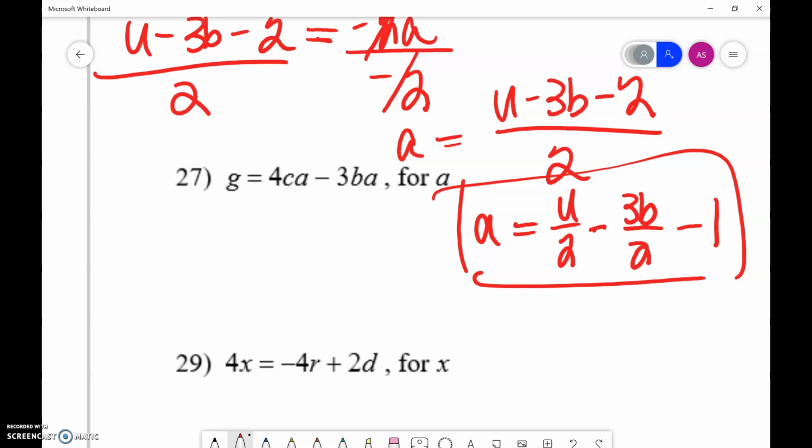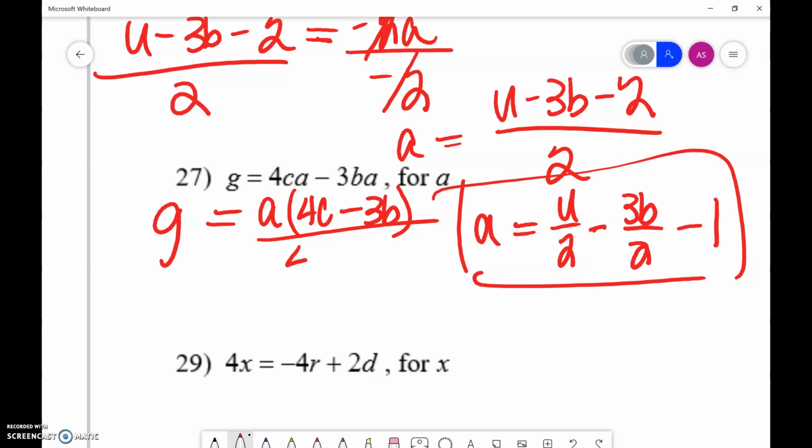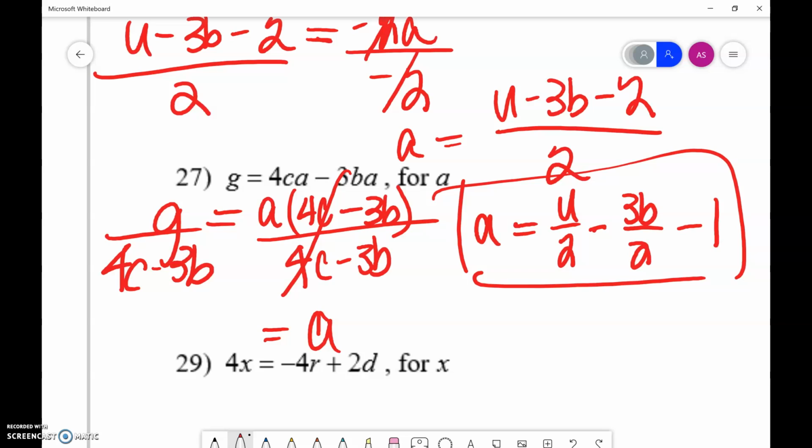All right, my next one, they want me to solve for a. They both have a, so I'm going to divide out an a on both sides. I'm going to be left with 4c minus 3b, and I still have my equals g. So this cancels out here, and I'm going to divide both sides by 4c minus 3b. That cancels out, and I'm left with a by itself equals g over 4c minus 3b.